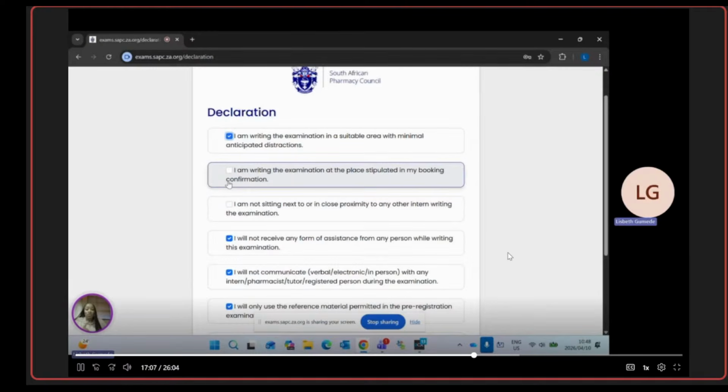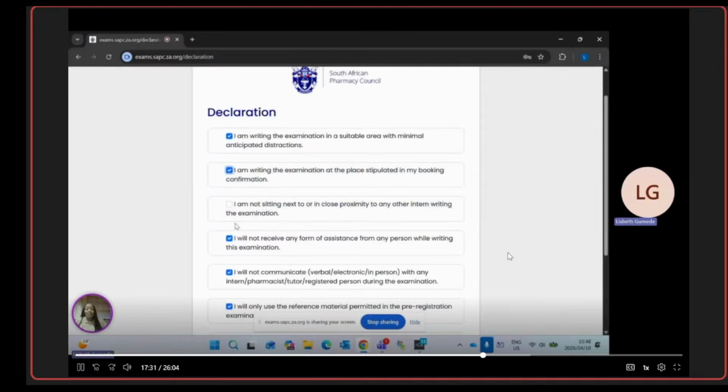This is also important when you're choosing your venue. The second one says that you are writing the examination at the place that you chose during the booking. If the place that you chose during your booking changes, just let SAPC know that you're no longer going to be writing at home, you're not writing at work, or vice versa, or you're not coming to the SAPC office, so that we know where exactly you'll be writing the examination.